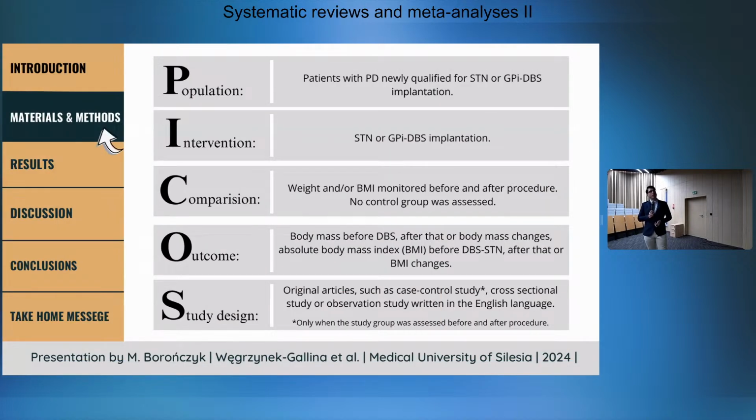The population of our study were patients with Parkinson's disease newly qualified for STN or GPi DBS implantation. In the study, we took into account the body mass before DBS, after that, or body mass changes, and moreover, absolute body mass index, BMI, before DBS, after that, or BMI changes.